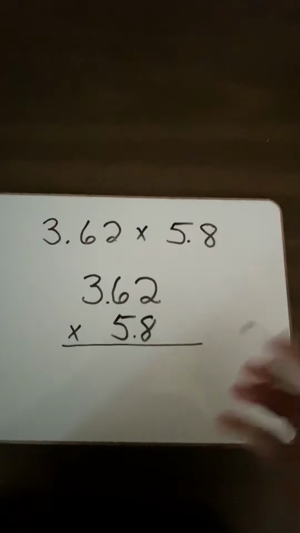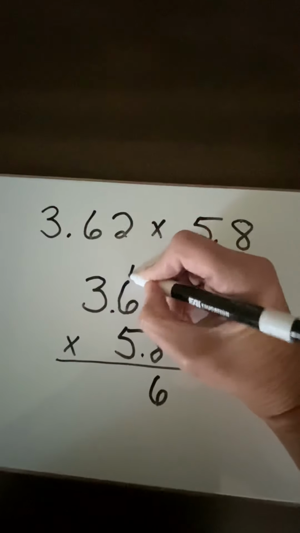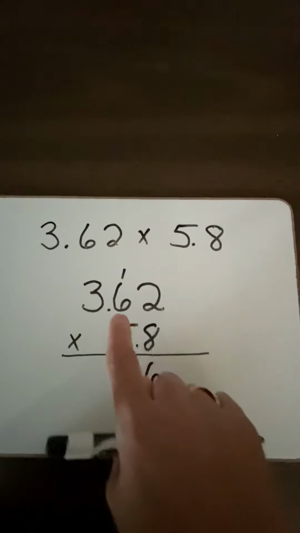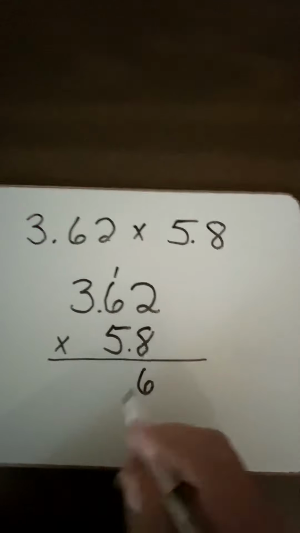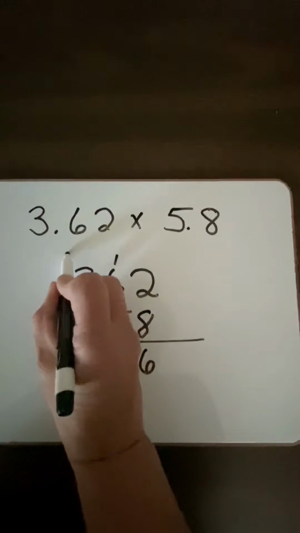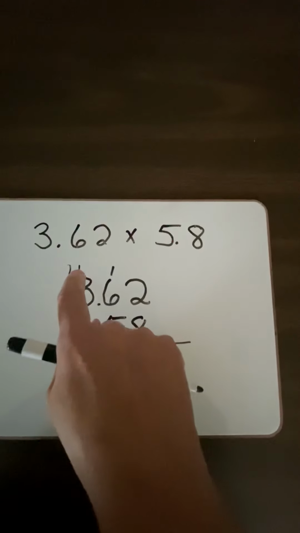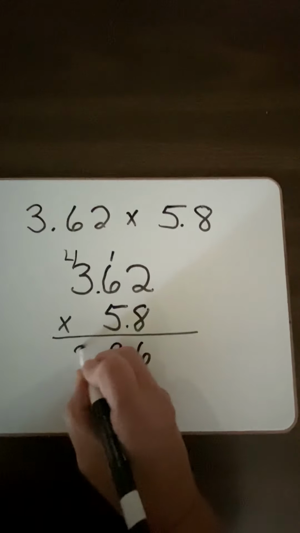So 8 times 2 is 16. Put the 6 down and carry the 1. 6 times 8 is 48, plus 1 is 49. Put the 9 down and carry the 4. Now 8 times 3 is 24, plus 4 is 28.